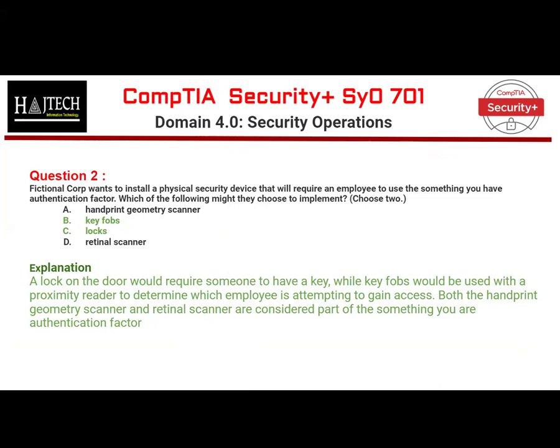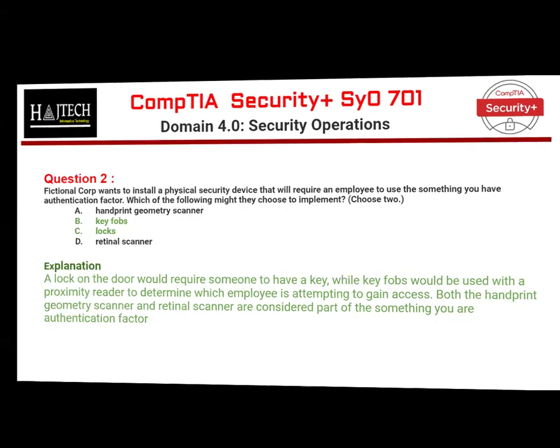Explanation. A lock on the door would require someone to have a key, while key fobs would be used with a proximity reader to determine which employee is attempting to gain access. Both the handprint geometry scanner and retinal scanner are considered part of the something you are authentication factor.